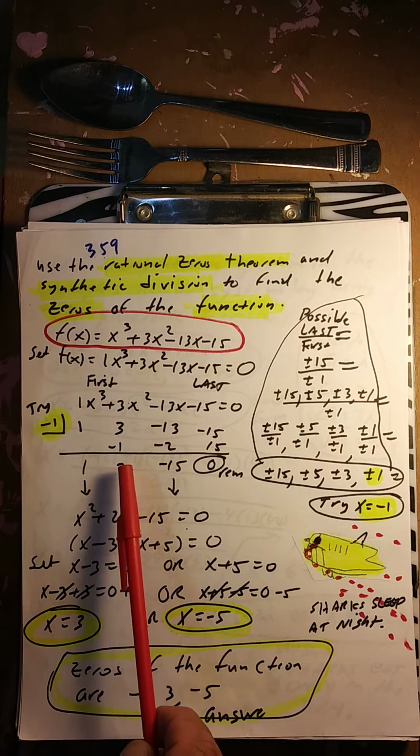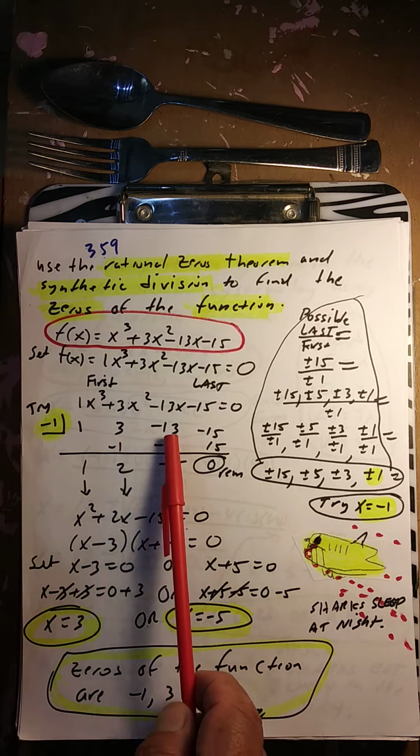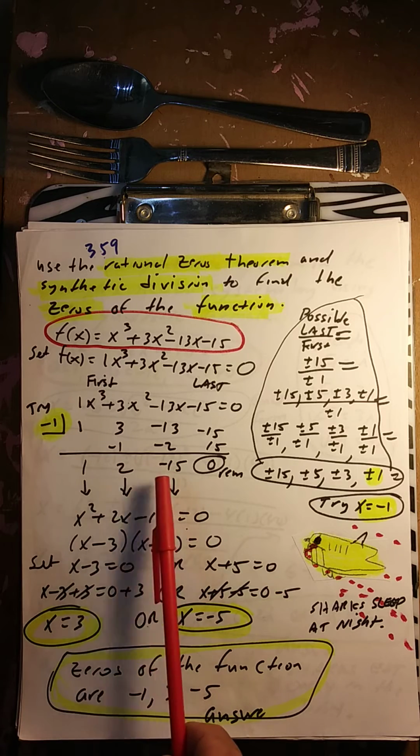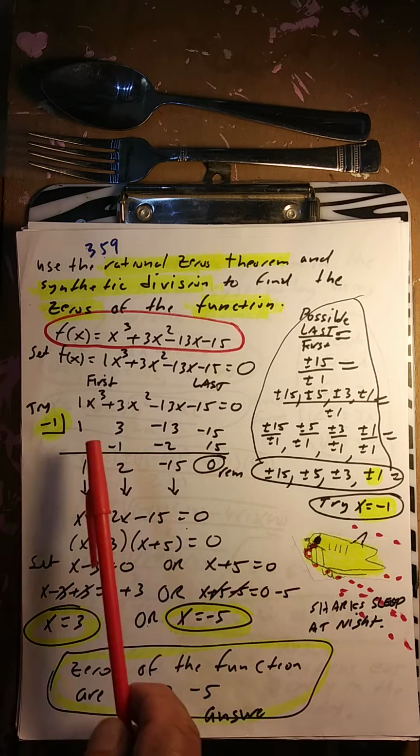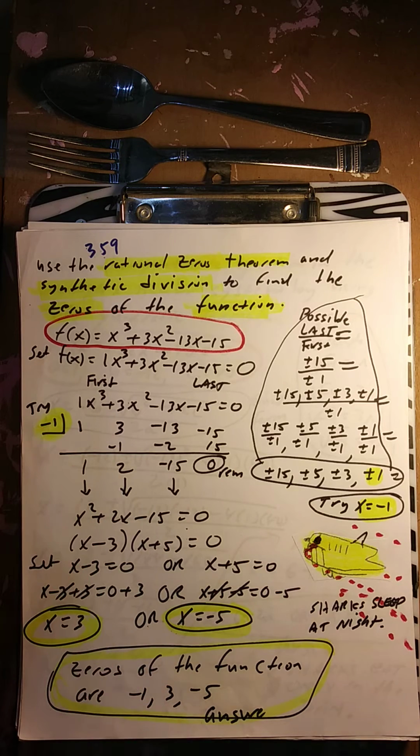Negative 1 times that is negative 2. And negative 13, negative 2 is negative 15. And negative times a negative is a positive 15. Negative 15 plus 15 is 0. Remainder 0 means yes, that is a solution of it.